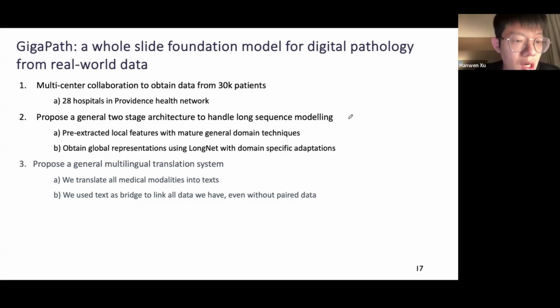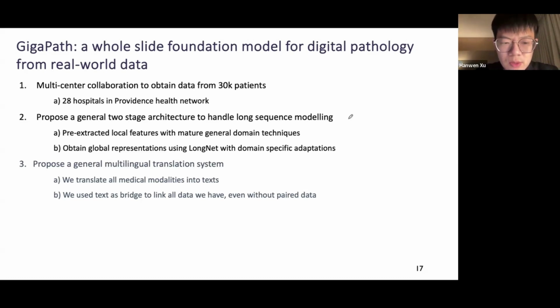To summarize, GigaPath consists of the following three strategies to tackle the challenges we have discussed before. First, we have a multi-center collaboration with the Providence Health Network, and we collected real-world cancer patient data from 28 hospitals under the Providence Health Network, from nearly 30,000 patients. These patients have almost every modality, like CT, histopathology, genomics annotations, and other clinical annotations. So this large-scale diverse data is almost enough for us to train a large-scale foundation model that can be really good at lots of downstream tasks.